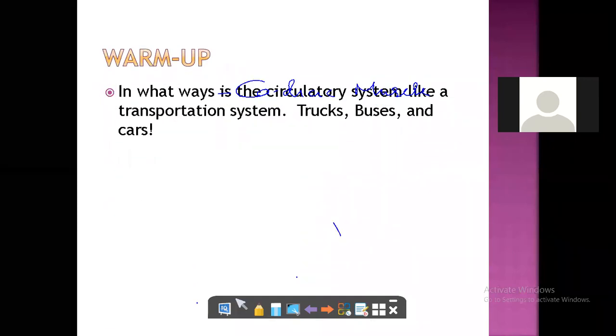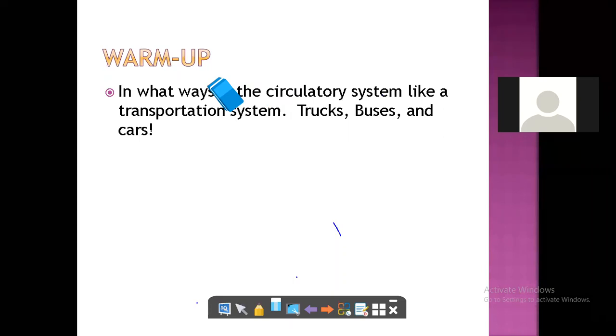A simple warm-up question. In what ways is the circulatory system like a transportation system? Trucks, buses, cars? Just a question for you to think about.